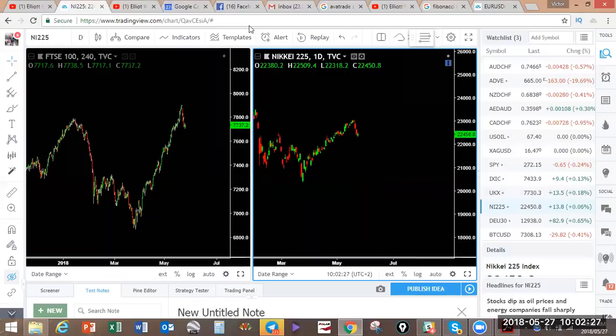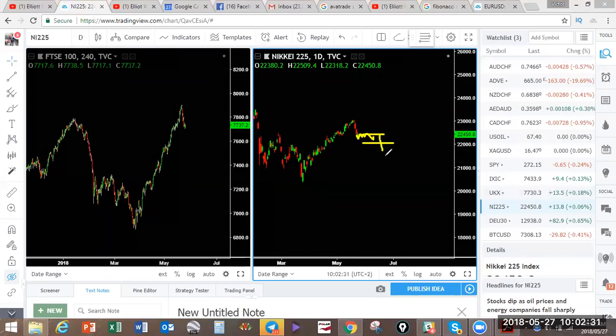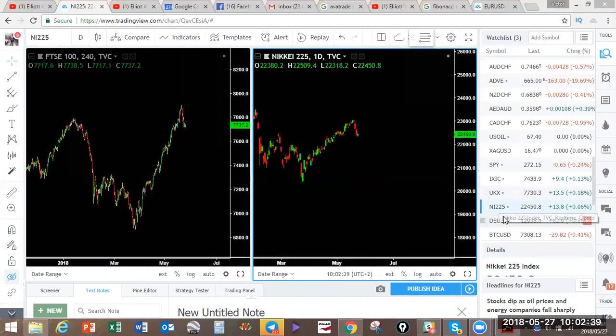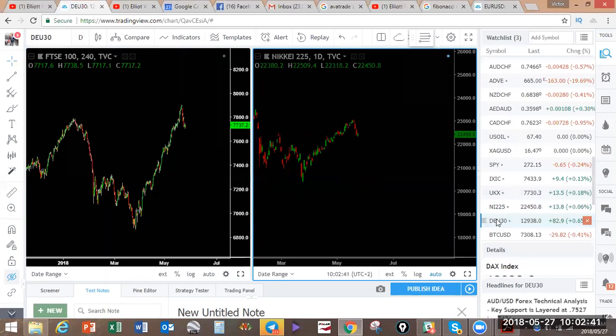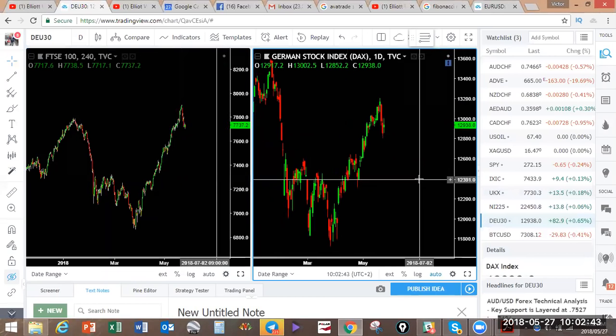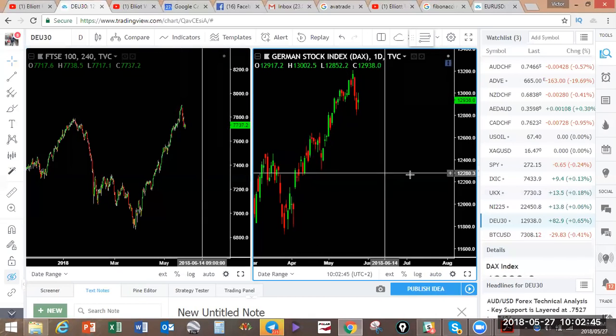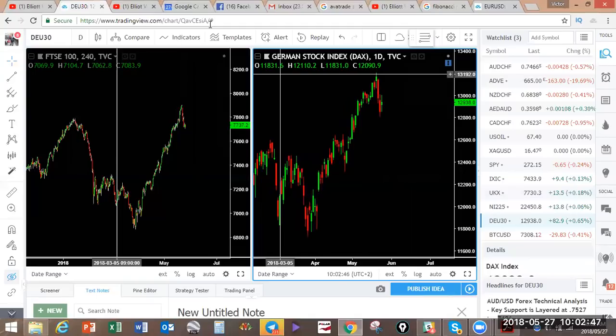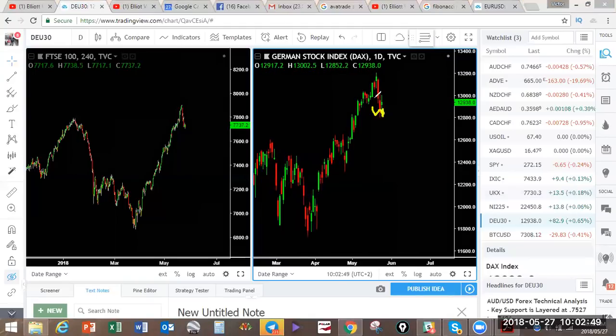But we've got an impulse, and when you have an impulse, you expect a correction and a move down. You've got an impulse down, you expect a correction and a move to the downside. Okay? There is the Nikkei, the DAX. We already have those reversals on the DAX. Correction like that, take it down like that.